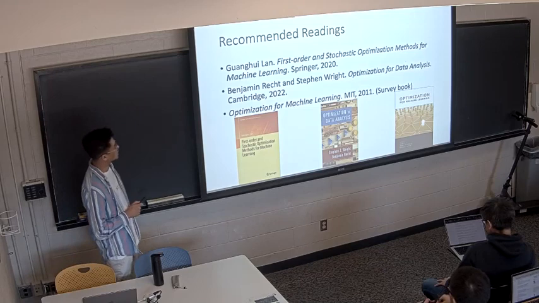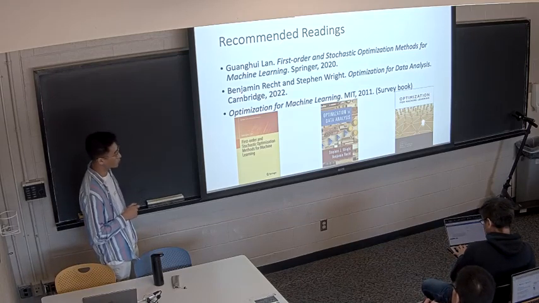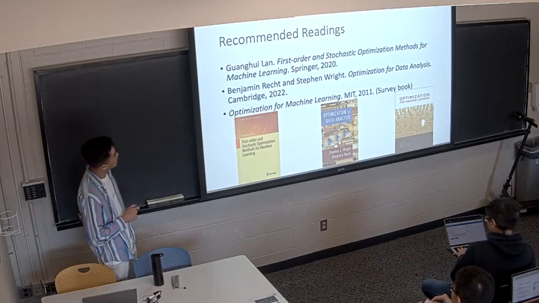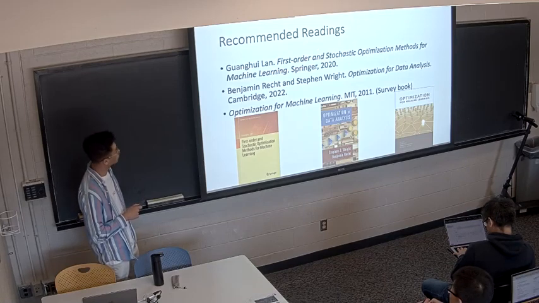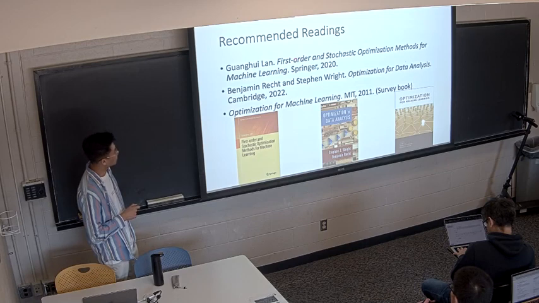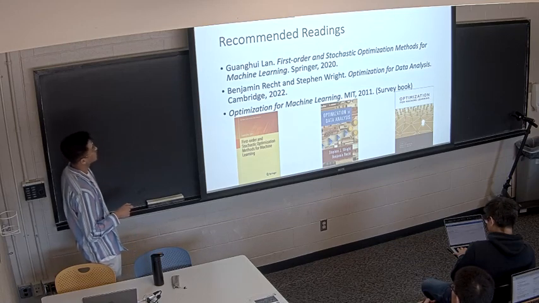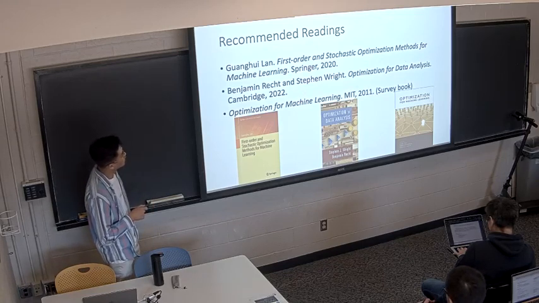In addition to these 2 textbooks, I also strongly recommend you to read the following 3 books. The first one is by George Lan from Georgia Tech. This is a book on first order and stochastic optimization methods for machine learning. In this book, he will talk about many interesting applications in machine learning by using both first order methods and stochastic optimization approaches. And another book is a more recent book by Ben Recht and Stephen Wright.